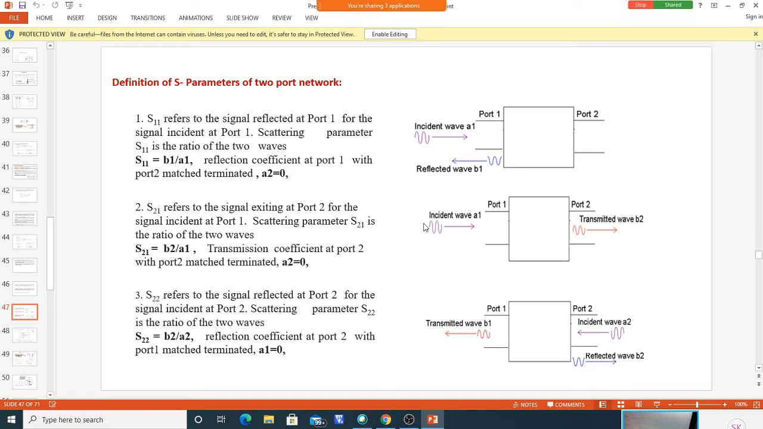S21 equal to 1 means there is no reflection and no loss, so the entire signal appears at the output. And it may also be 0. S21 equal to 0 means nothing is coming out; even though the incident signal is there, there is no output. There is no transmission at all through the network to the output. That means it is like a stop band. In filters, what happens? There is no output for stop band frequencies.